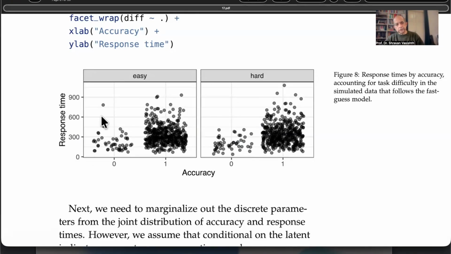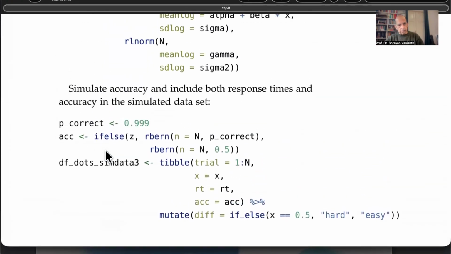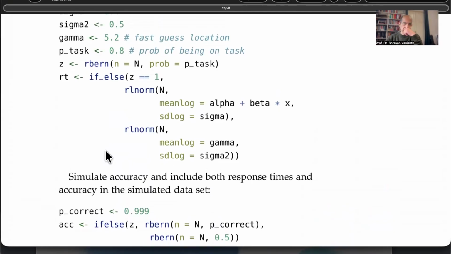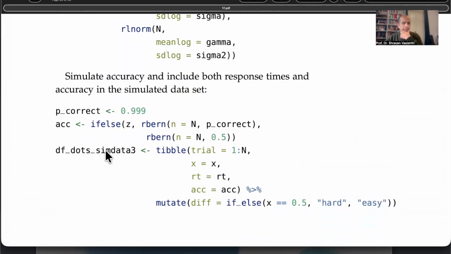So on average, you will get faster response times whenever you produce a 0 response, right? So we will almost never get a 0 response from this distribution because the probability of getting a correct response is practically 1, okay?